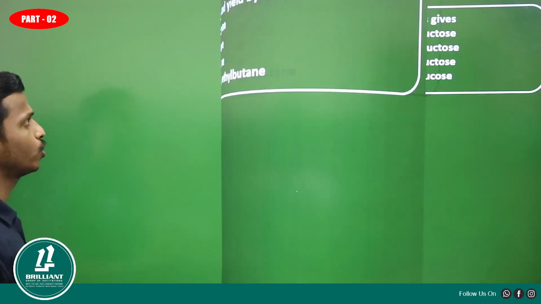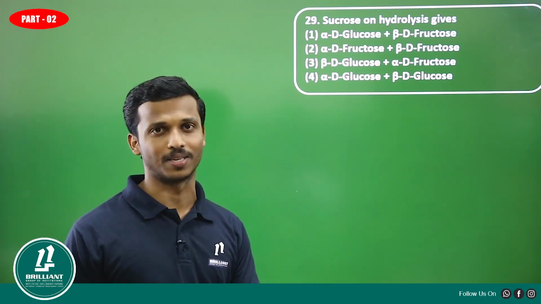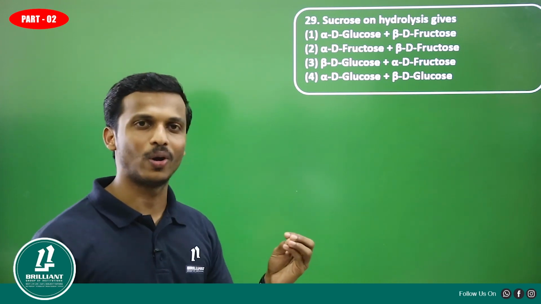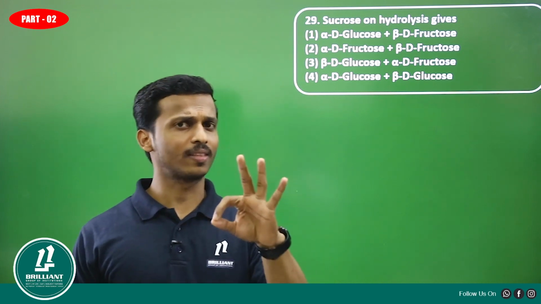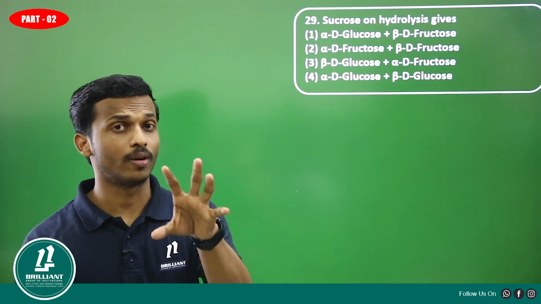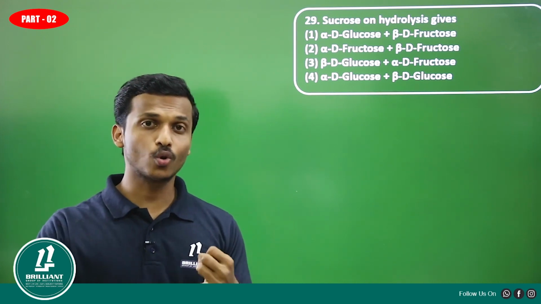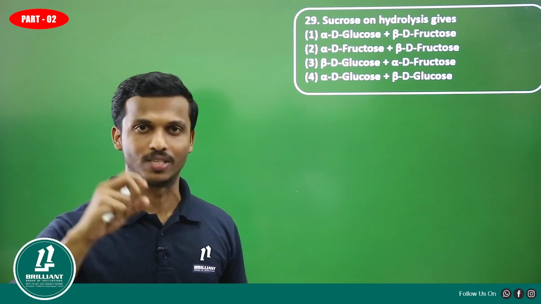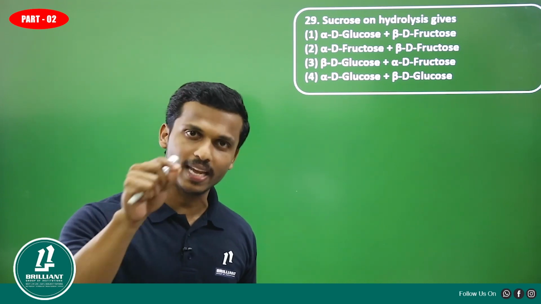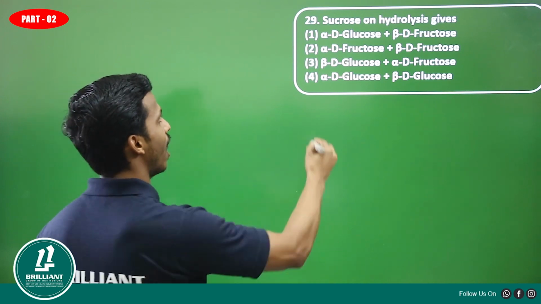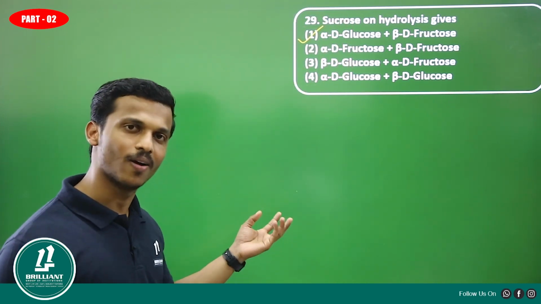Now question number 29. A simple question, you are a NEET student, you can directly answer. Sucrose on hydrolysis gives, from the grade 12 biomolecules chapter, we studied there are three types of disaccharides: sucrose, maltose, lactose. Sucrose on hydrolysis will give you alpha D glucose and beta D fructose. So what is the answer? Alpha D glucose and beta D fructose. So the answer is 1.